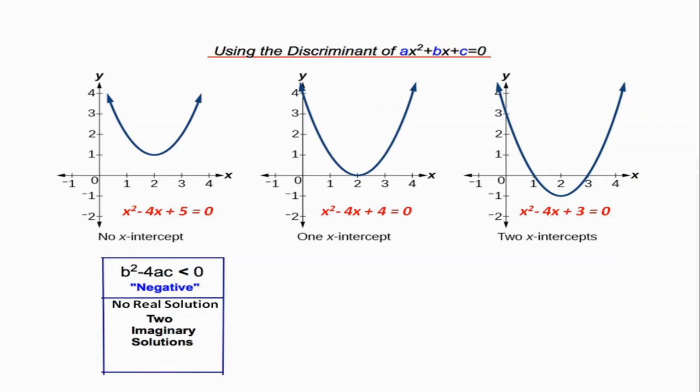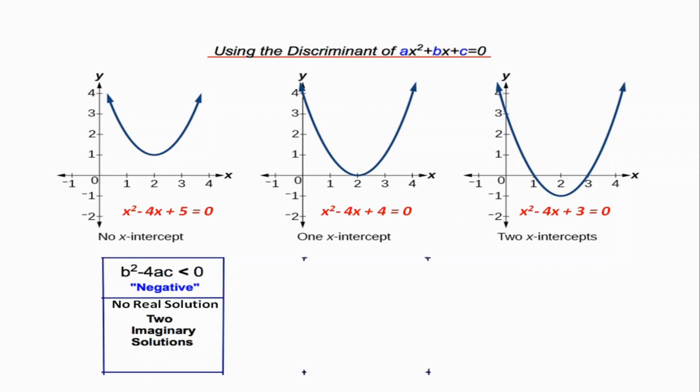First, b square minus 4ac is negative. As you can see here, the value of a is 1, the value of b is minus 4 and the value of c is 5. When we substitute the values in this formula b square minus 4ac, we get a negative value. So there are no real solutions, we can say two imaginary solutions.